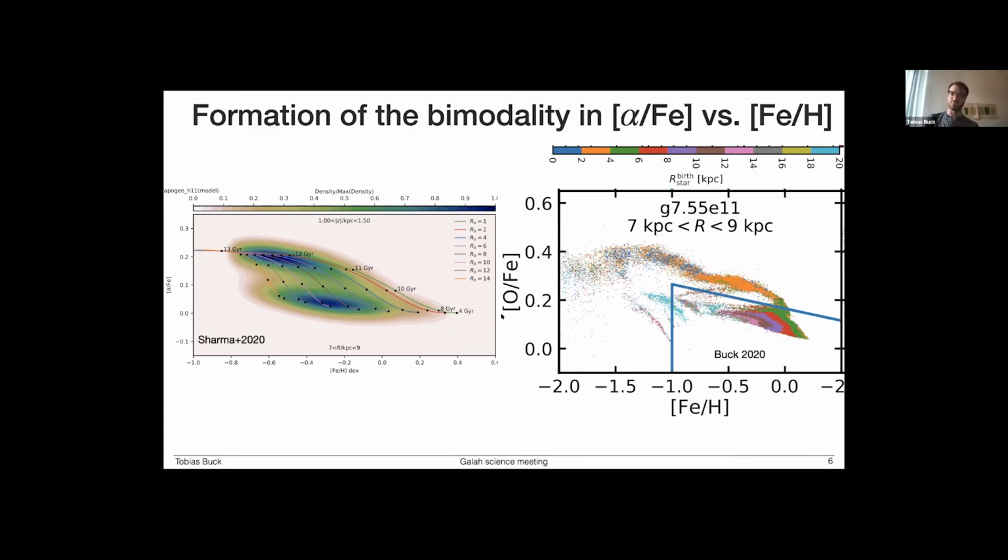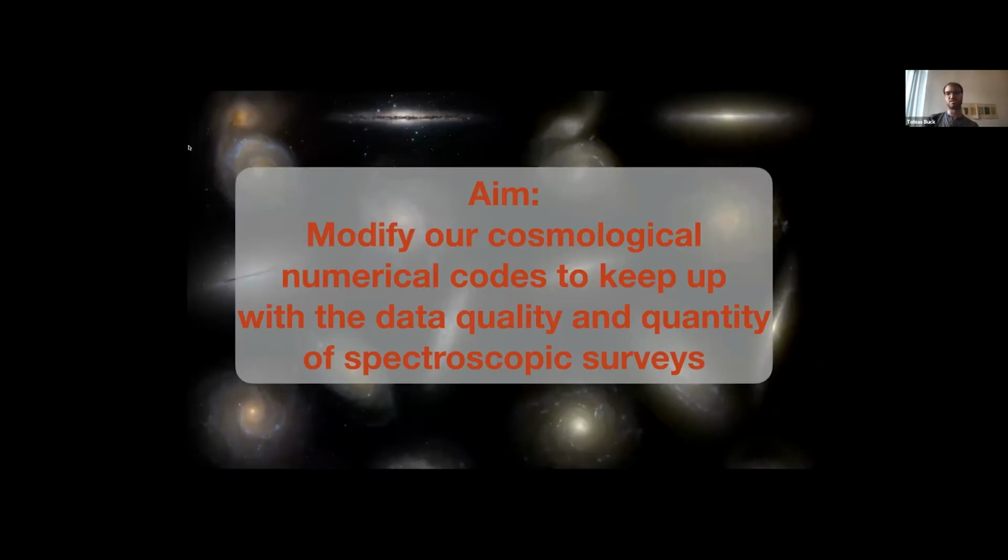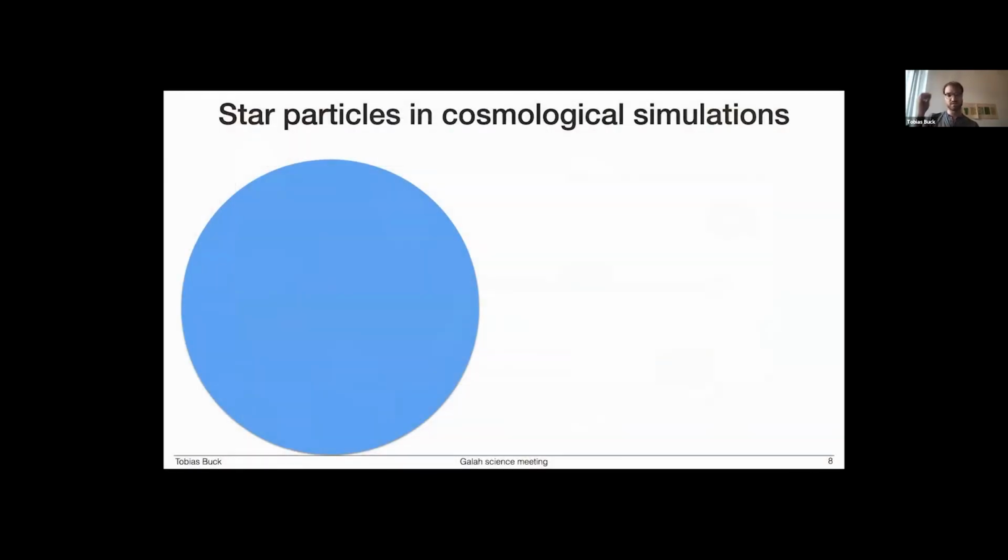So what you saw here is oxygen over iron, what I looked at, because these old simulations did not have any other elements except for oxygen, which is actually a tracer of alpha elements in this old enrichment. And so my aim was to modify the cosmological code I'm using, or in general, make a framework for cosmological simulation codes to keep up with the data quality by putting in a, say, more sophisticated model for the chemical enrichment and stellar evolution. So what does that mean?